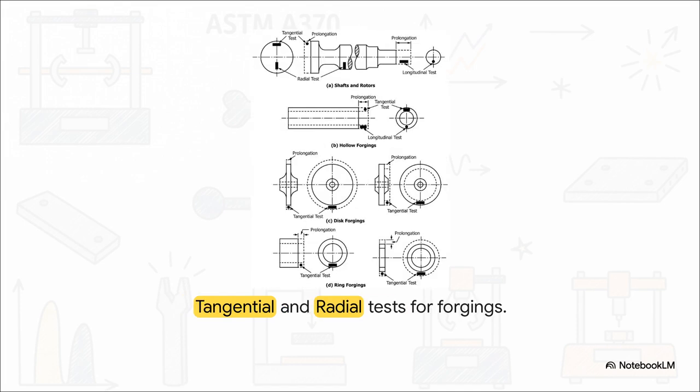But what if you aren't testing a nice, neat, flat sheet of steel? Say you were testing a massive circular forging, like a giant turbine rotor or a drive shaft. Well, for these, A370 defines specific concentric locations for testing. We have what are called radial tests, where the specimen is perpendicular to the axis, running right along the radius, kind of like the spoke of a wheel. And then we have tangential tests, where the specimen sits perpendicular to a plane containing the axis, essentially forming a tangent line to the circle. Knowing exactly where and how a sample was cut is honestly just as important as the test itself.